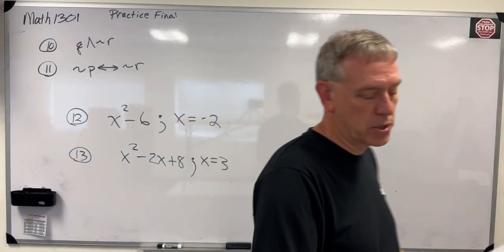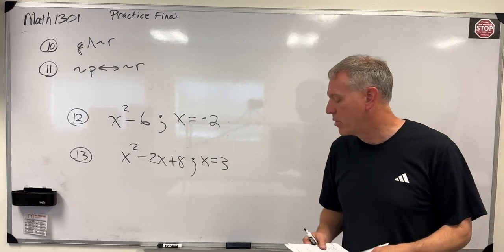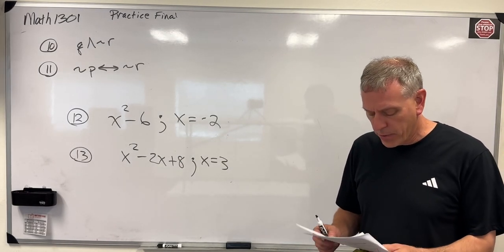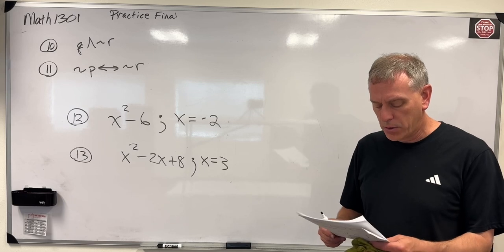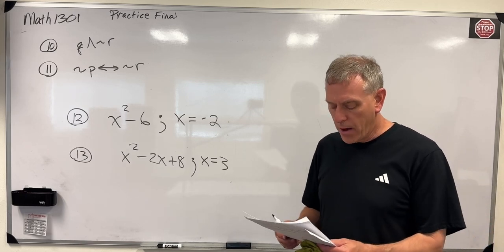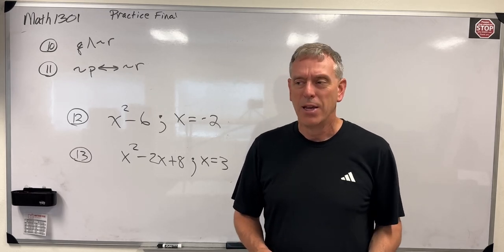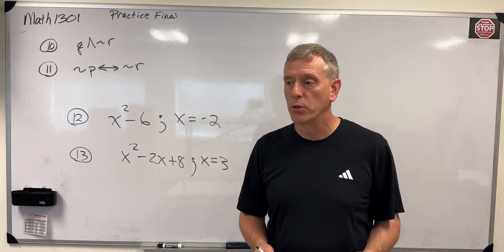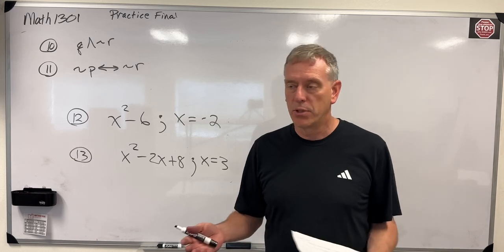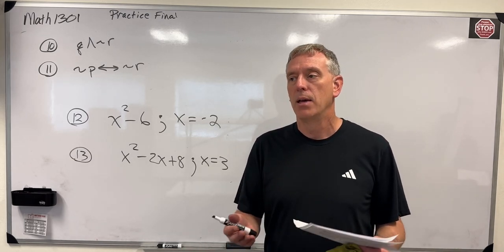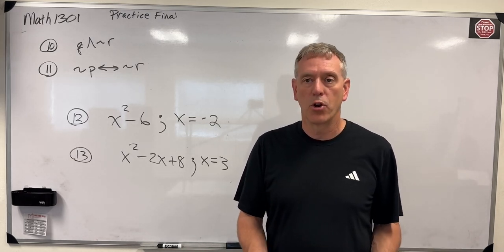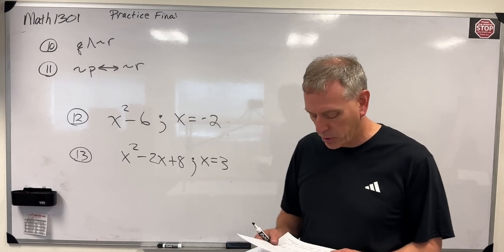Here are your problems 10, 11, 12, and 13. 10 and 11 come from a series of statements, P, Q, and R. The coffee is Maxwell House, the coffee is hot, the coffee is strong. You remember during our truth tables and the symbolic logic section that you had to take symbolic logic and turn them into sentences, and that's this exercise.